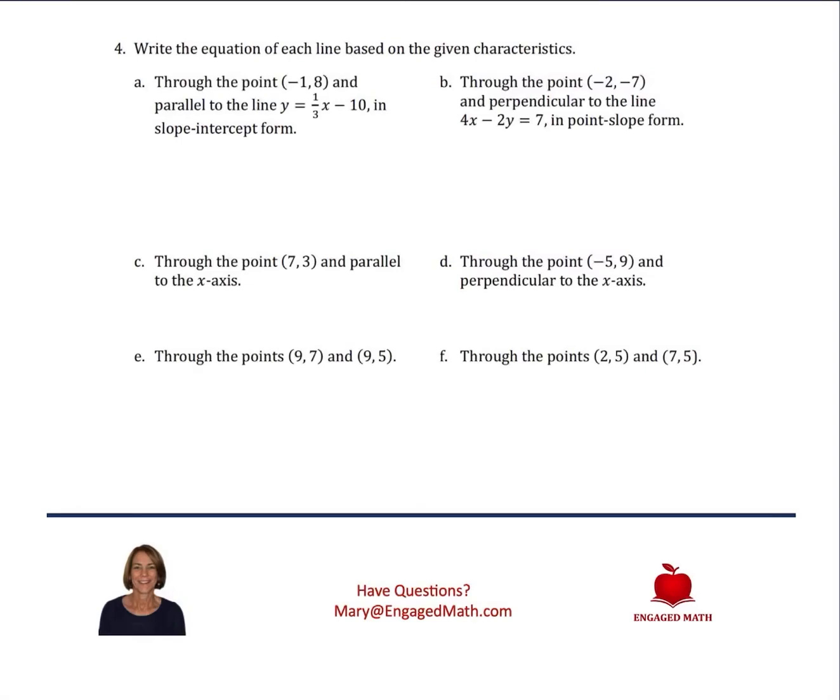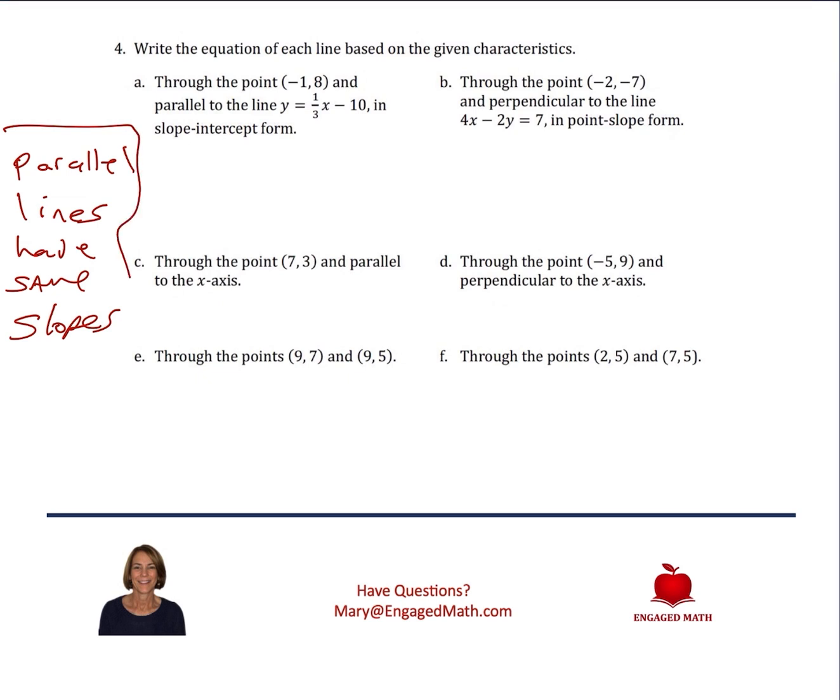Welcome to Lesson 10, problem number 4, where we are writing the equation of lines based on given information. So the first thing you want to know is that parallel lines are two lines that never intersect. Because they never intersect, they are always going to have the same slope. They have to have different y-intercepts though, because otherwise they'd be the same line. So fact number 1, you want to know parallel lines have same slopes.